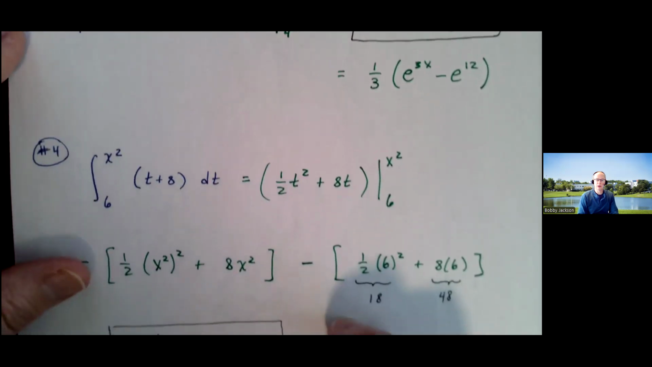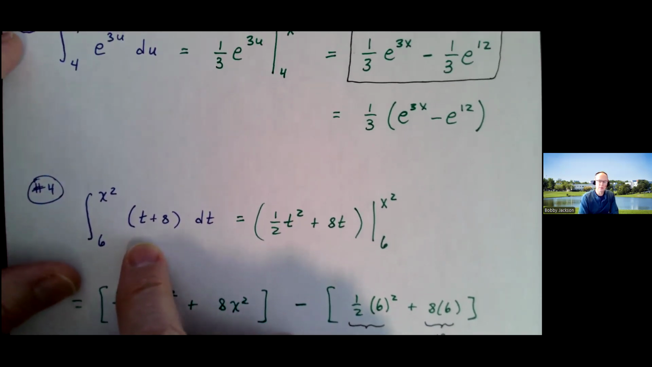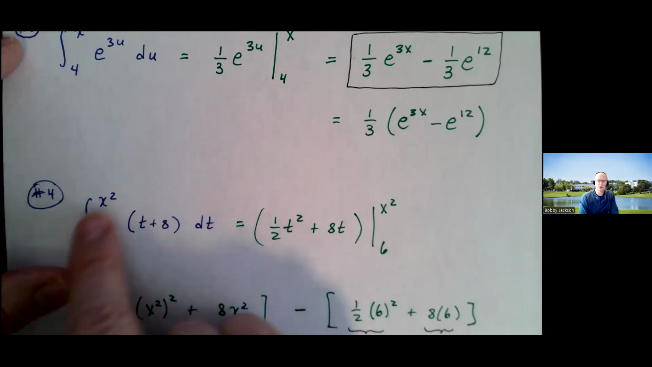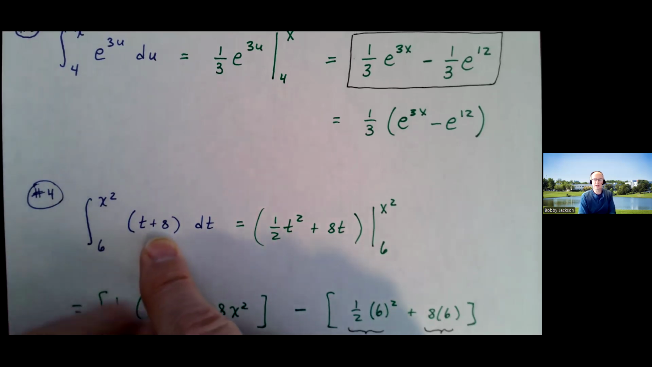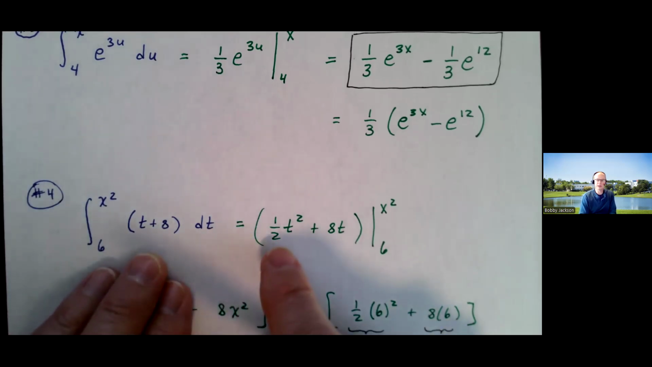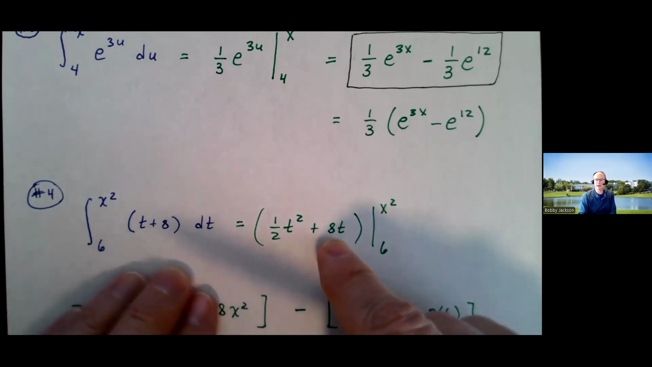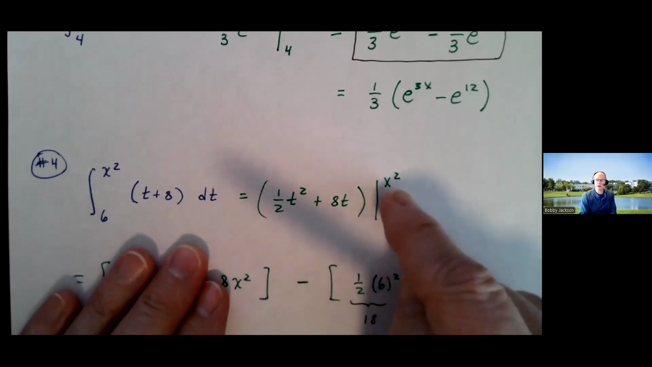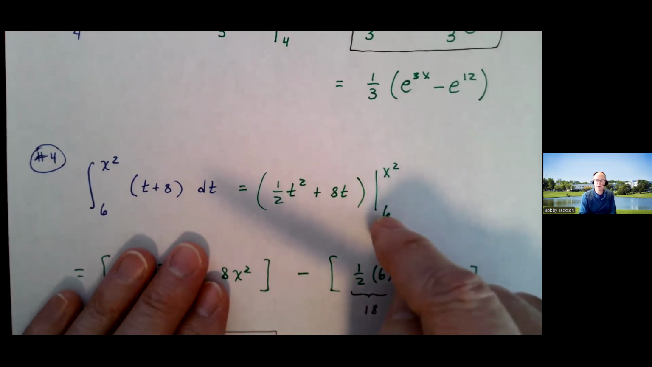Number 4, also pretty easy, a little more work to do maybe. Here we're going to find the formula for the function represented by this integral. So I'm going to find the antiderivative of t plus 8. Well, that's 1/2 t squared for t, and then the antiderivative of 8 is 8t. We're going to evaluate it right at the upper limit. This time the upper limit is x squared, and the lower limit is 6.